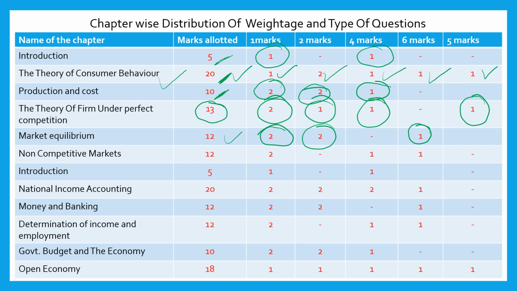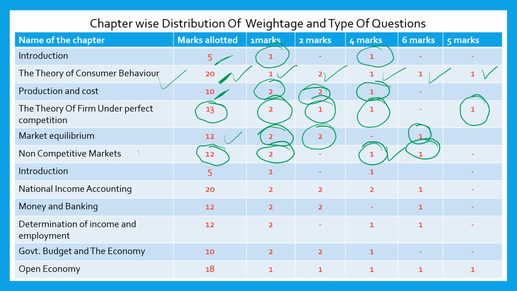And come to non-competitive markets. For this they allotted 12 marks. From this chapter, you can expect two 1 mark questions, one 4 mark question and one 6 mark question. Again, from this chapter, the number of 6 mark questions is less, and if you prepare those, you can expect one 6 mark question. Focus on even 4 mark questions, because from this chapter they're going to choose one 4 mark question.